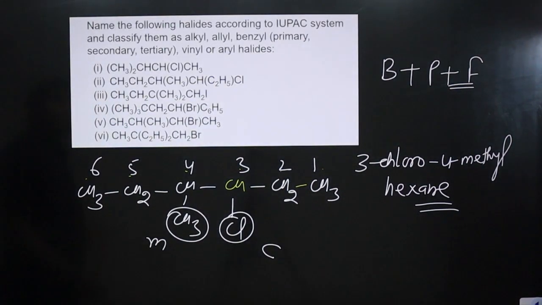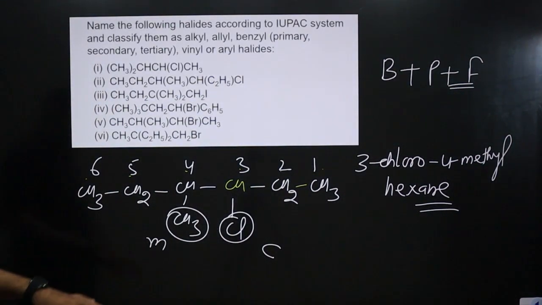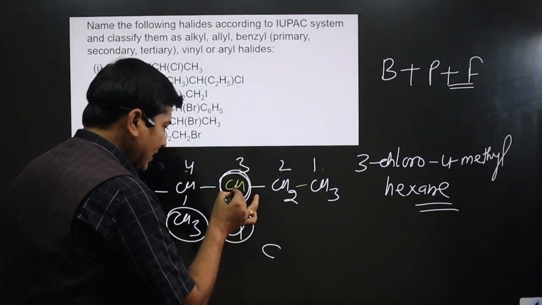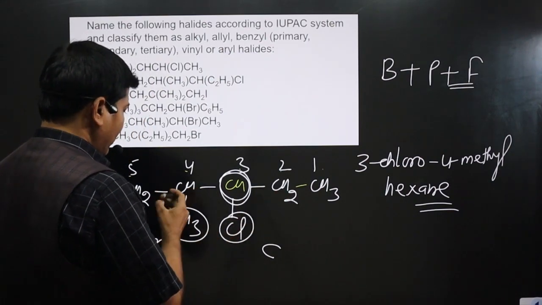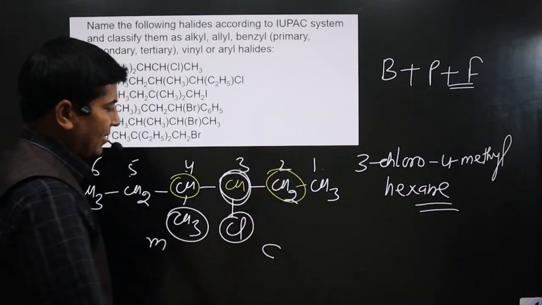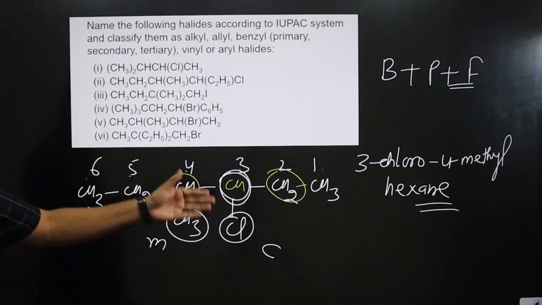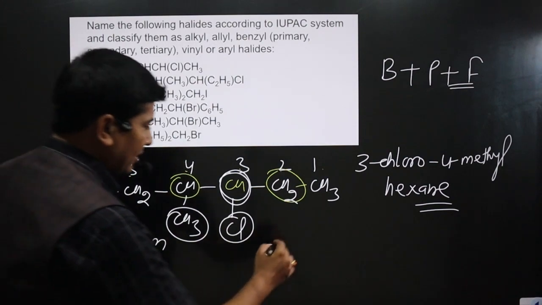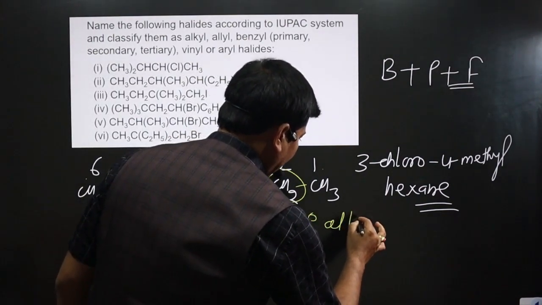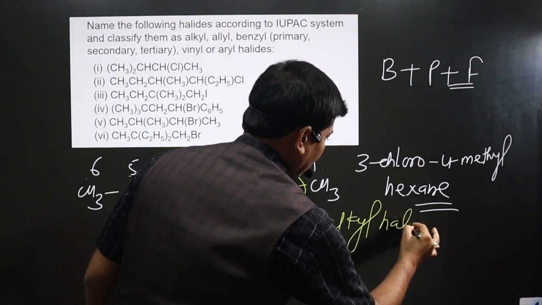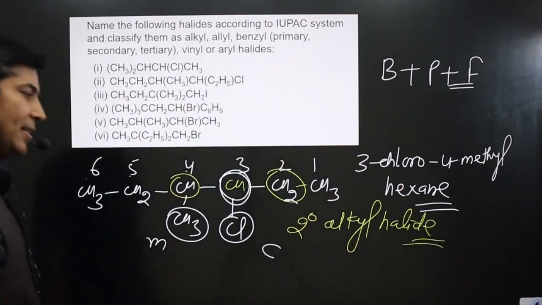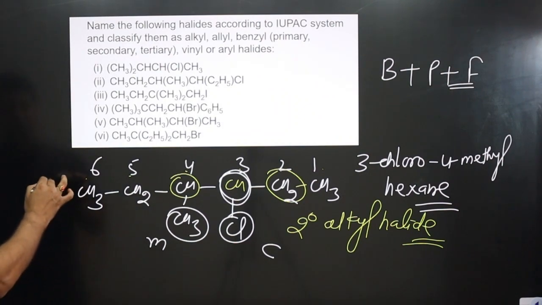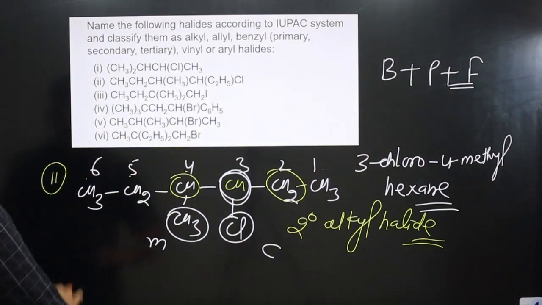Now we can classify. You can see the environment of Cl. Cl is attached to a carbon, and this carbon is connected to two other carbons, this carbon as well as this carbon. Then again we can see the halogen is attached to a carbon which is connected to two other carbons. Then we can say it is a secondary alkyl halide. Move on to the next one. So it was the second one. Now we move on to the third one.